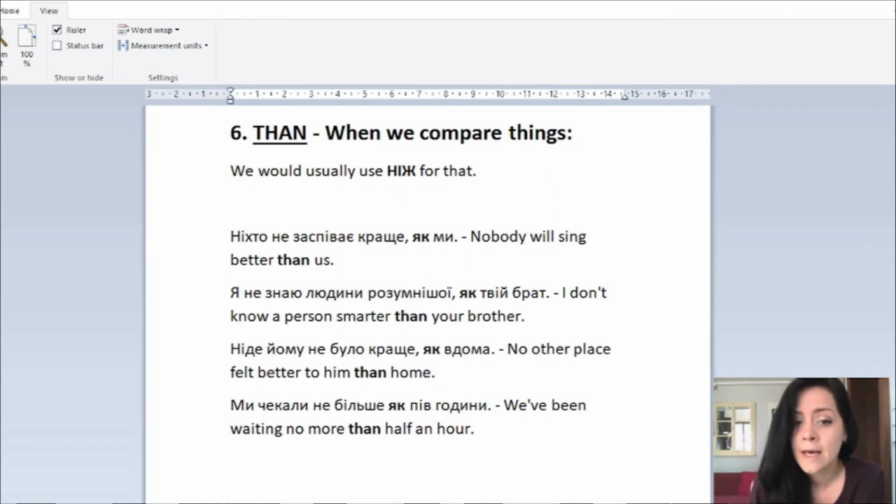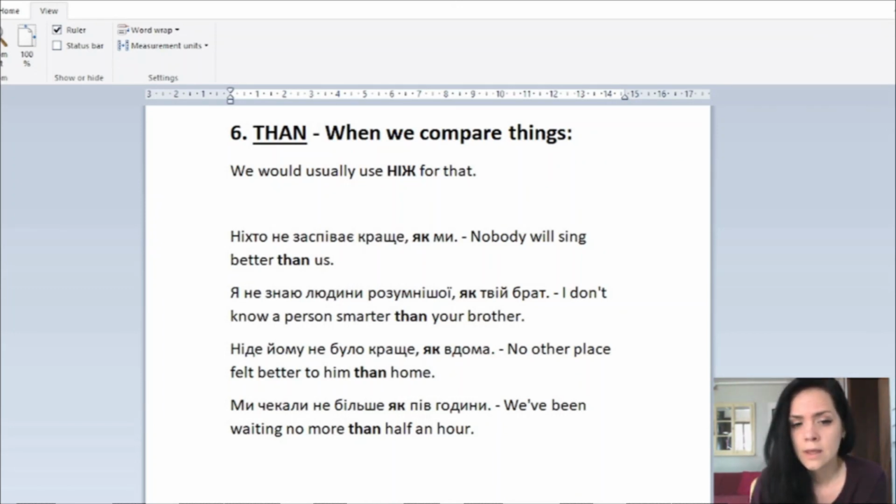Next. Я не знаю людини розумнішої, як твій брат. Я не знаю людини розумнішої, як твій брат. Я не знаю means I don't know, людини, a person, розумнішої, smarter, як твій брат, than your brother, okay? We could say, я не знаю людини розумнішої, ніж твій брат, but we could say, як твій брат as well, meaning than your brother. I don't know a person smarter than your brother.